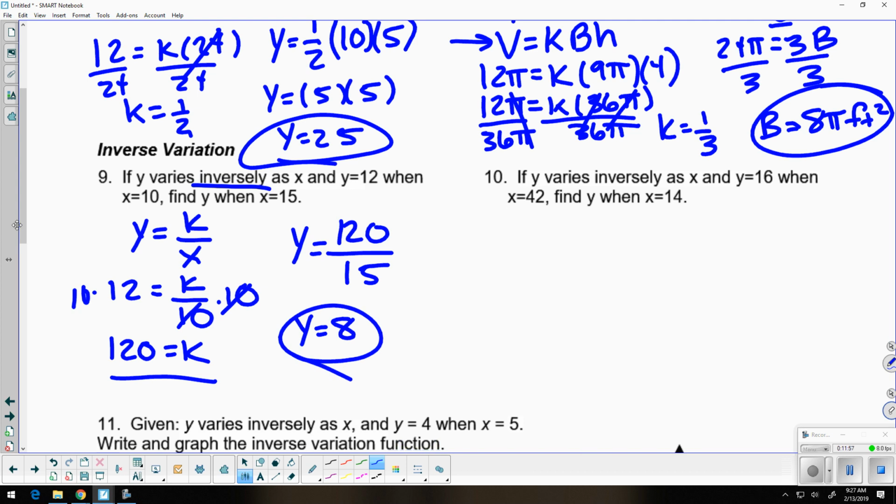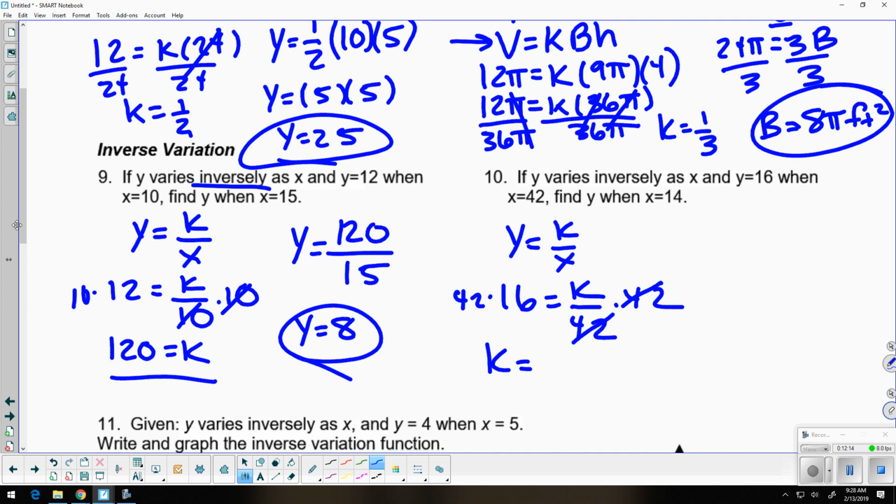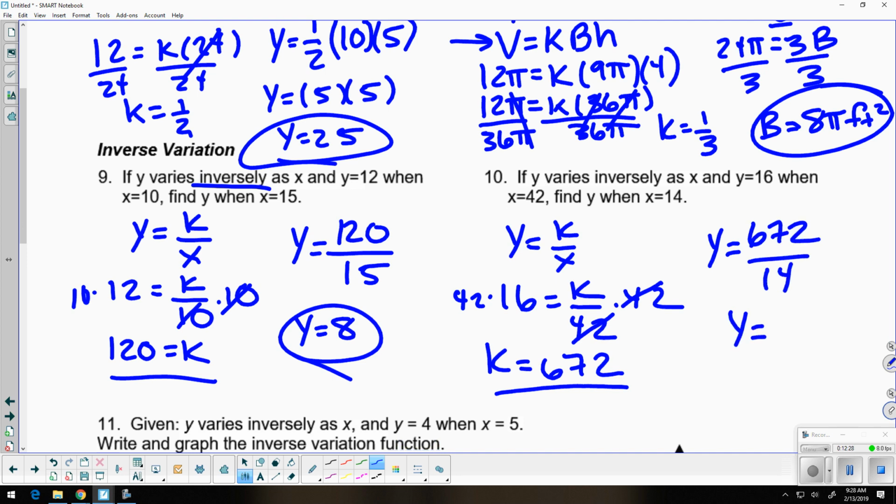And then same thing for the next one. We're doing inverse variation one last time. So y equals k over x. We have y is 16, x is 42. Again, solving for k. Multiply both sides by 42, so k comes out to be rather large, should be 672. Okay, so now use your k, plug it all back in. We're finding y when x is 14. So plugging back into the original equation, we're just doing 672 divided by 14, and that should come out to 48.